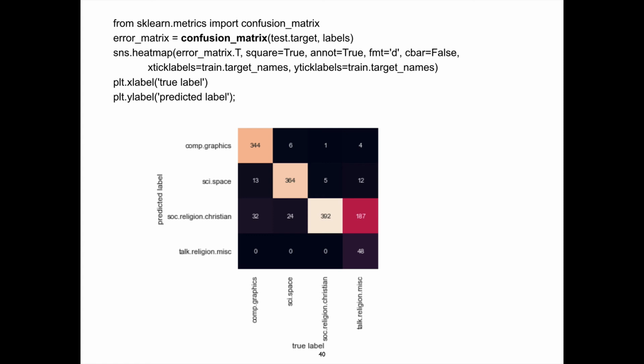Yeah, there's probably not much overlap between computer graphics and religion talk, right? But there were 32 graphics articles that we classified as being religion Christian. There were 13 articles that were actually computer graphics that we classified as space. And then there were 344 computer graphics articles that we classified as computer graphics. That's the confusion matrix. And then we do it for each group.